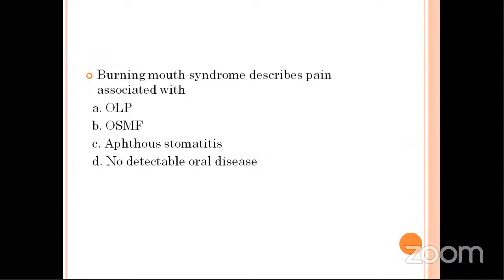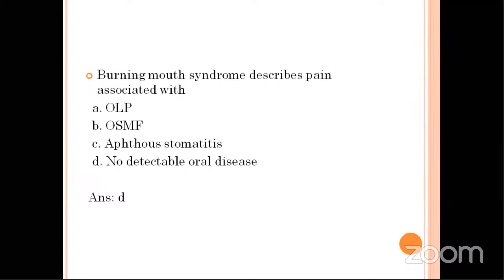Burning mouth syndrome is where the patient will have a typical burning sensation without any ulcer, without any lesion, or without any disease. In the history, the patient will have a burning sensation. Okay, it is not psychological also. But as a physician, we should always treat the patient.